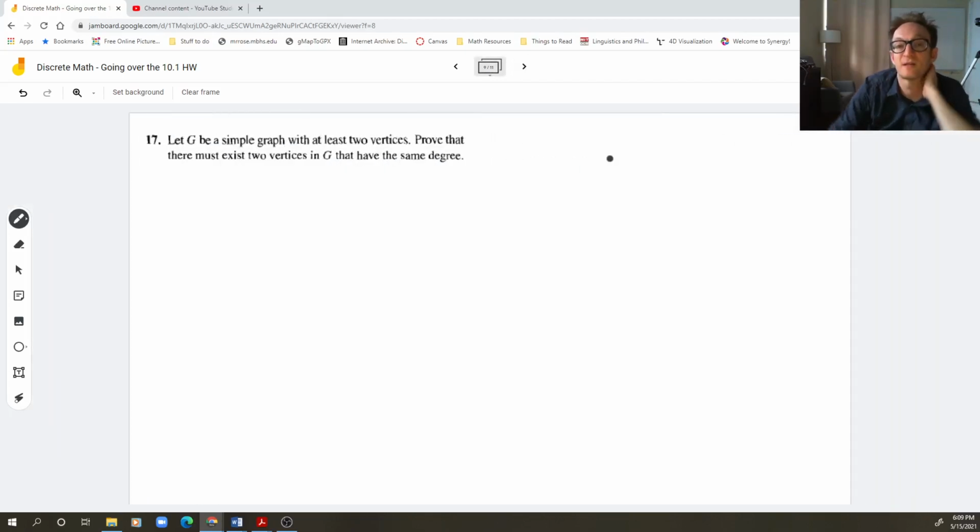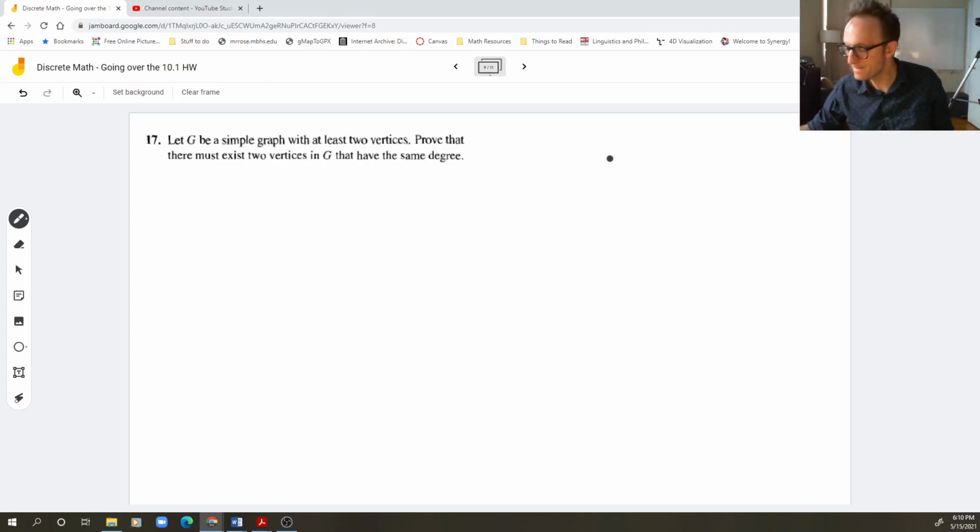Okay, a couple more left. This is a very interesting problem. This is a famous problem of graph theory. You can't do even a short unit on graph theory without encountering this problem. Let G be a simple graph with at least 2 vertices. Prove that there must exist 2 vertices in G that have the same degree.